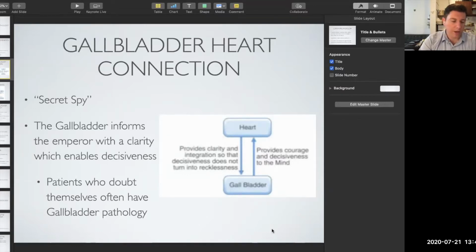One of the benefits that the lung brings to the body is the idea of propriety, of doing that which is correct. The gallbladder is not so much concerned with doing what is correct as it is in growing in the right direction. And the lung is more proper, a little more austere. So when they say provides clarity and integration so that decisiveness does not turn into recklessness, I would say that's more of a lung function of saying like, yes, but we also need to be correct.